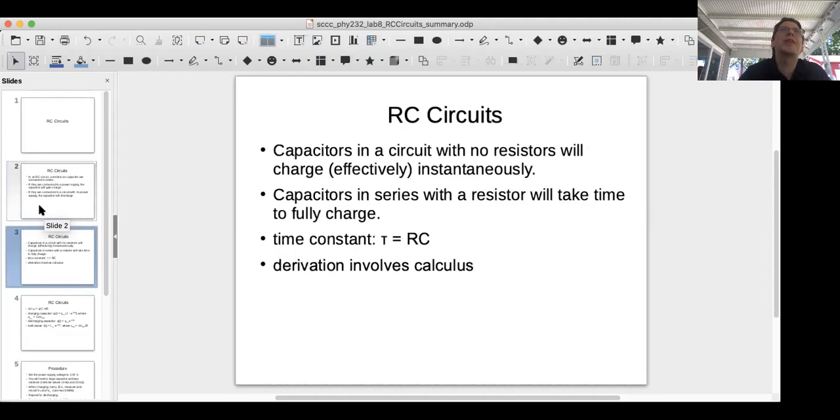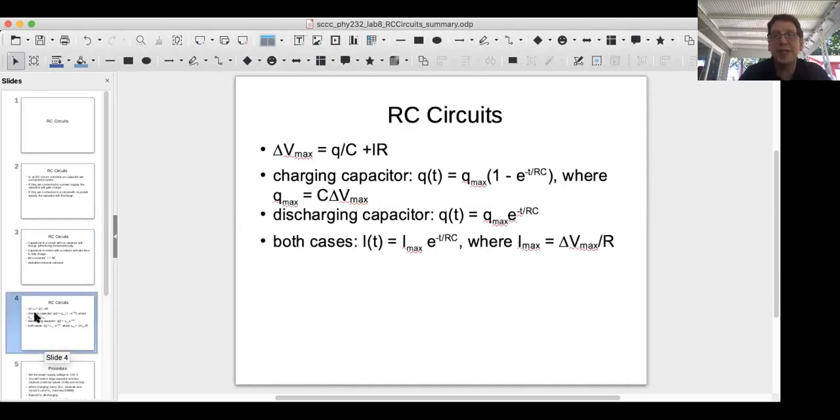And so to define that relationship, you need to define a time constant, which is equal to R times C, the product of resistance times capacitance. You've seen that in class, so I won't go through the full derivation here, but I'll talk about the results of the derivation. So the voltage feeding into the circuit is equal to the voltage across the capacitor, which is Q over C, plus IR, the voltage across the resistor. And again, I is equal to dQ over dt.